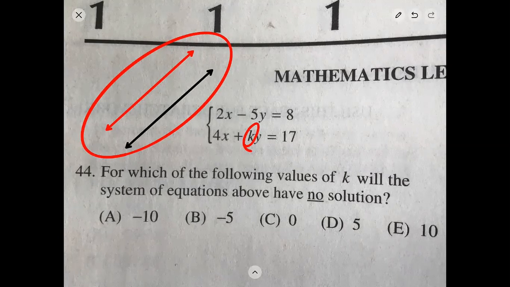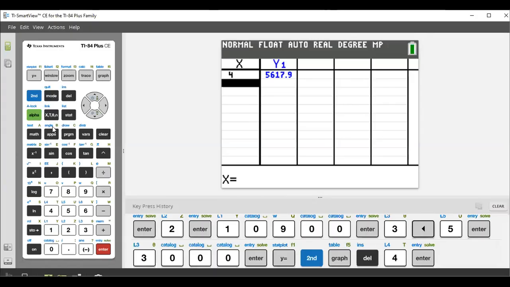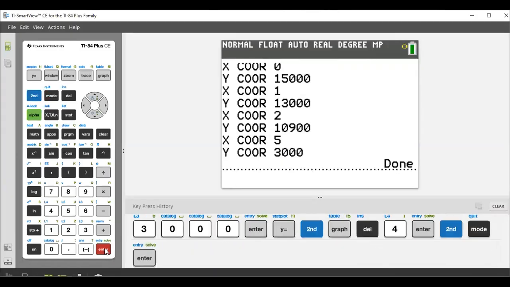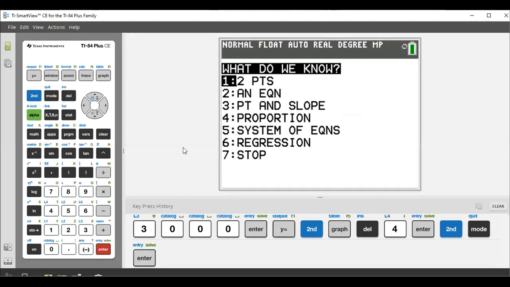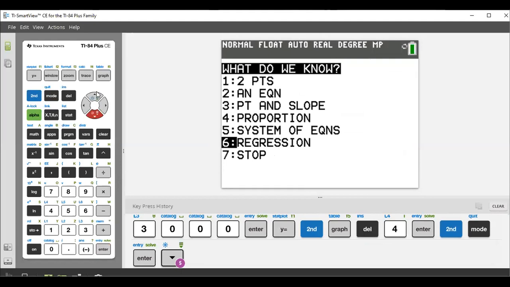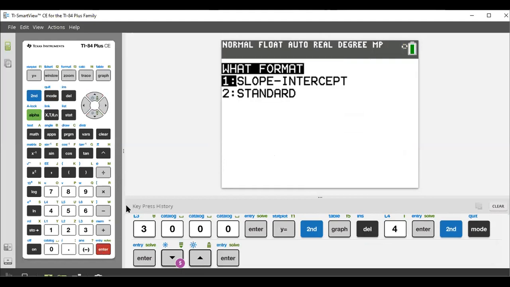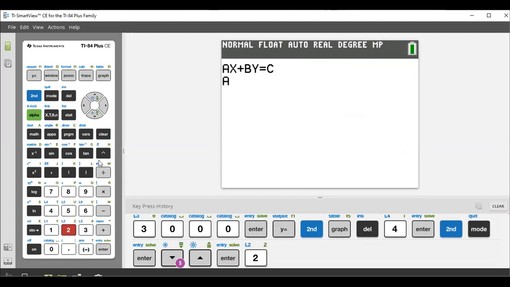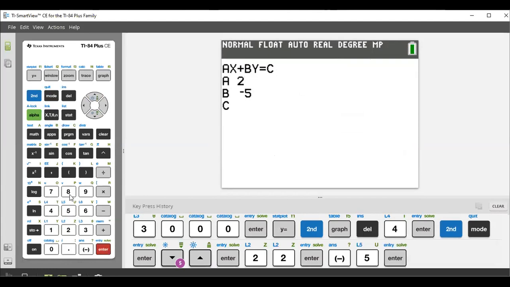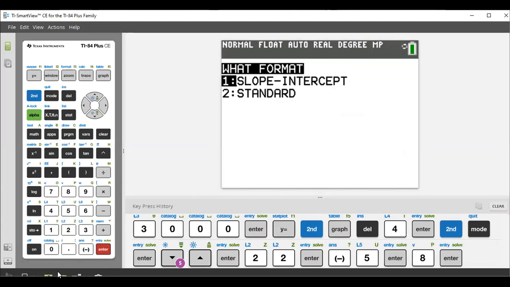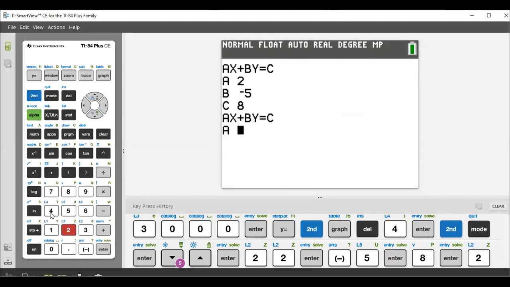So all we would do at this point is go back to the Alinear program. We'd press enter. Now we're going to choose option 5, which is the system of equations. Press enter. Then it's going to ask what the format of the linear equation is: slope-intercept or standard. In this case, it was in the standard form, so the A term was 2, the B term was -5, the C term is 8, and then we do that again. The next equation was also in the standard form, so this would be 4.